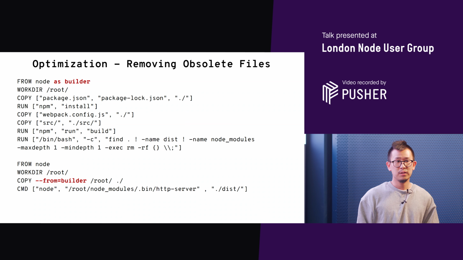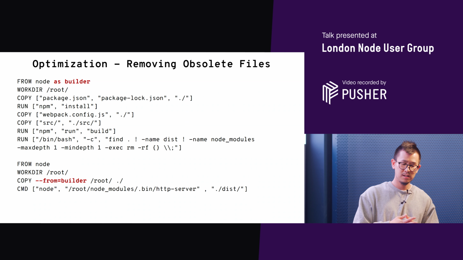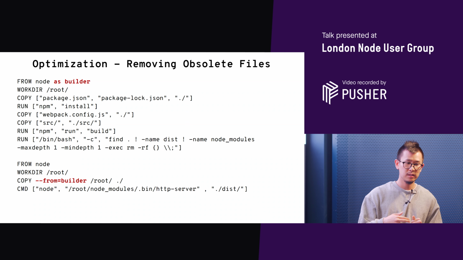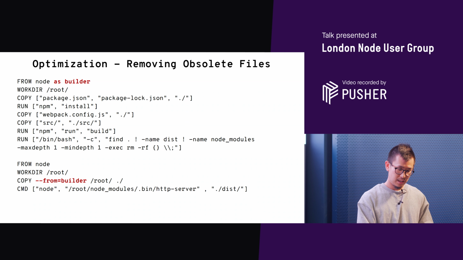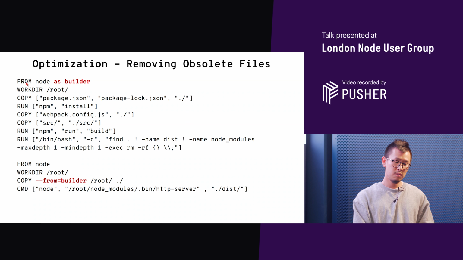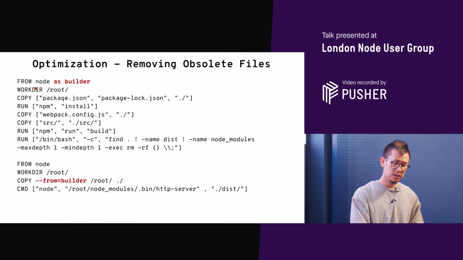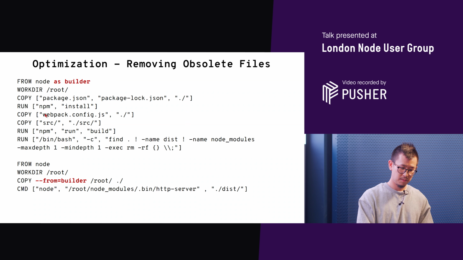So what Docker, I think, last year has done is it allows for multi-stage builds. So in a multi-stage build, you can have multiple FROM instructions inside the same Dockerfile. And each FROM instruction defines a new stage inside the Dockerfile. And you can copy artifacts from previous stages into your stage.